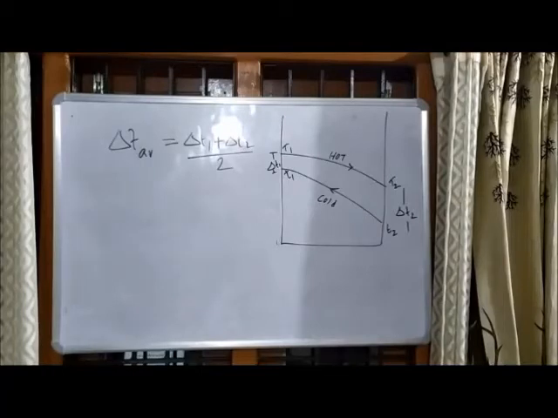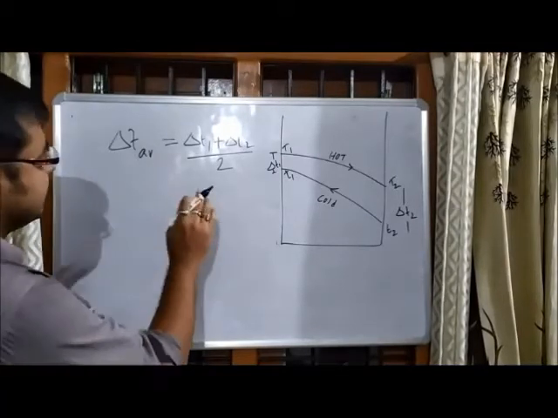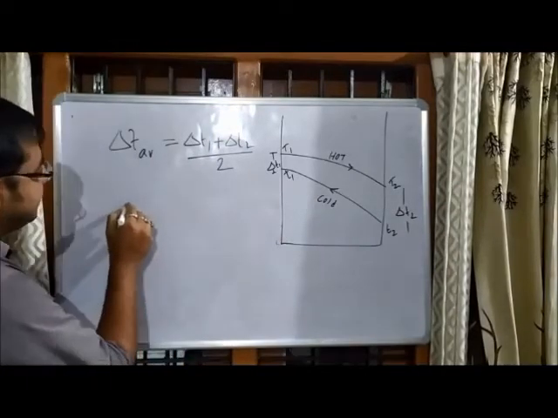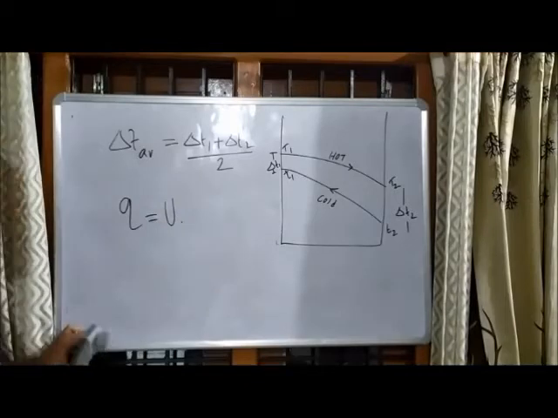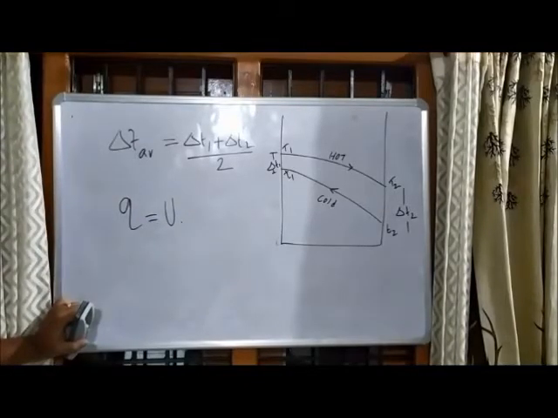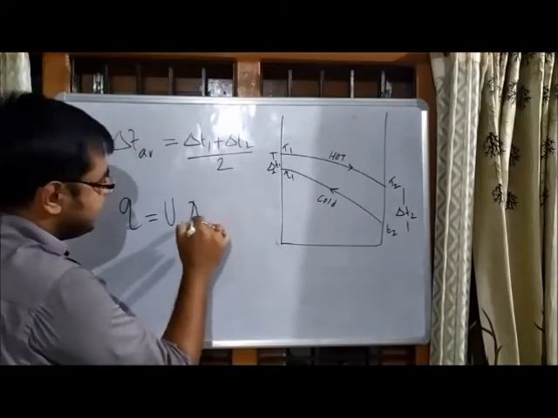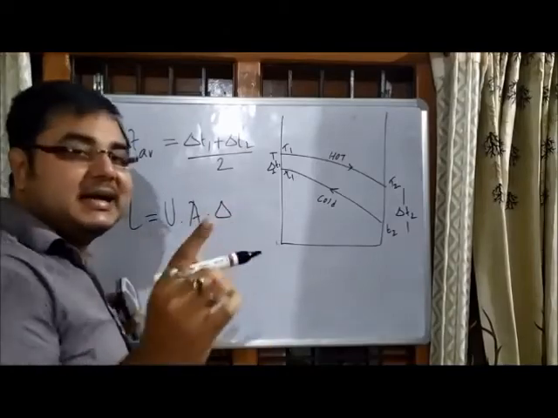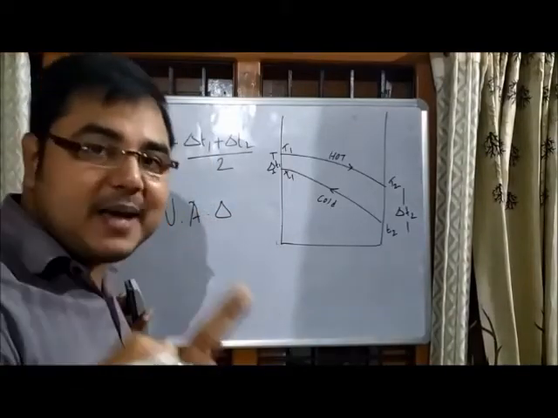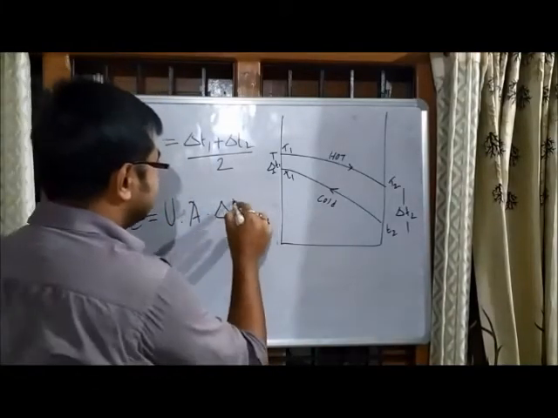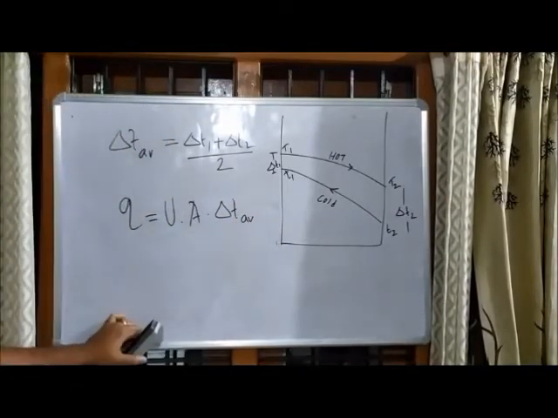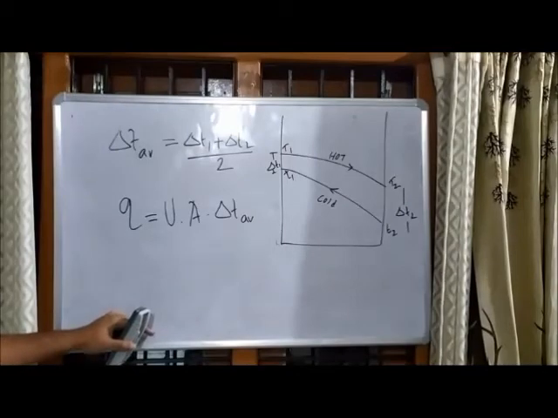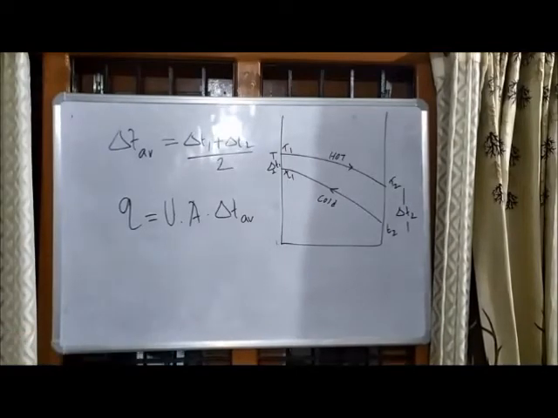So the heat transfer equation for counter current flow can be simply written as Q is equal to U dot A dot delta T AV. Earlier it was delta T M, the mean, right? But here now it is delta T AV. So this is the average temperature exchange.